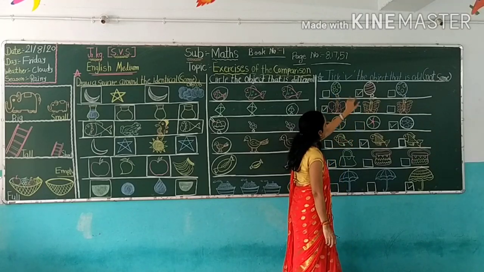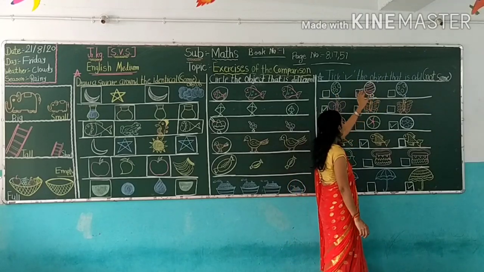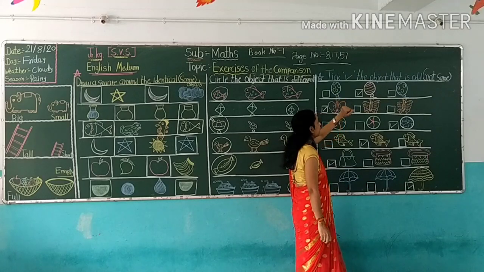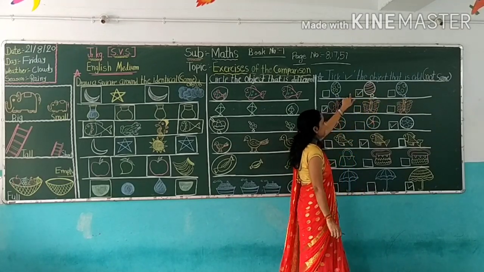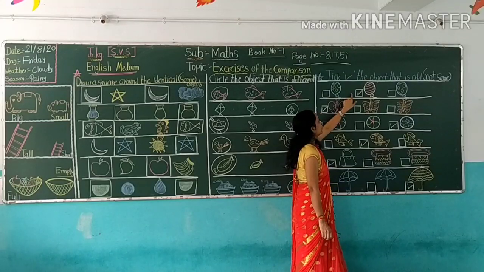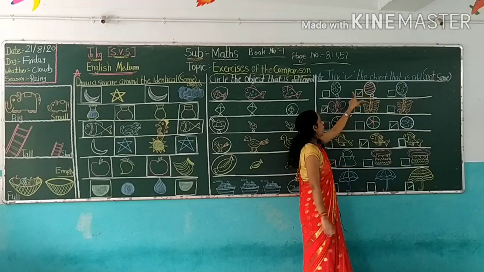Odd means not same. जो same ना हो उसमें आपको टिक करना है, राइट करना है. ओके. This balloon is same, but this balloon is odd, not same. So write here odd balloon.